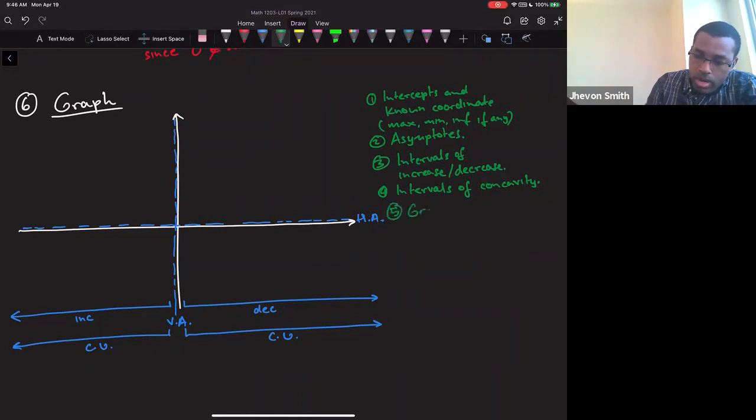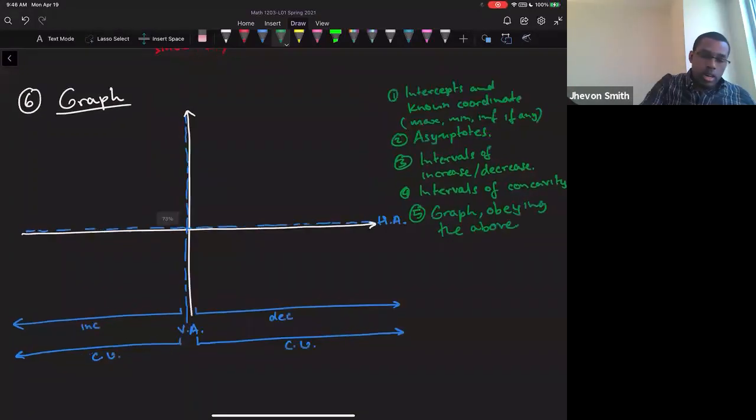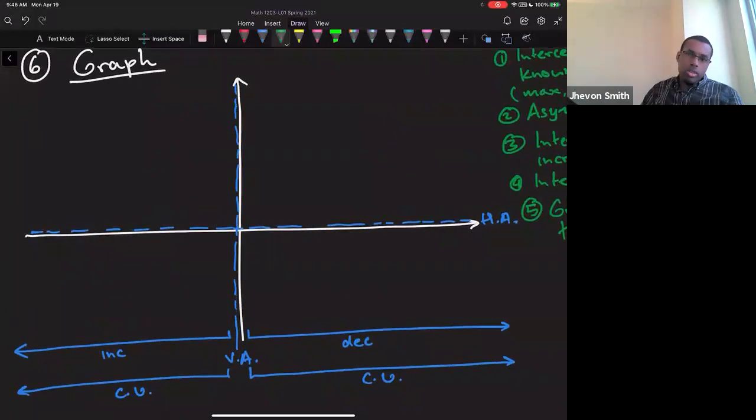Fifth thing I would do, graph, obeying the above. Now, where do we start the graph? There are a couple ways you could do this. You could start by plugging in a test point, say plug in one, to have something to go off of. And so you'll know that that would hit one comma one. Or you can just kind of also reason through it here.